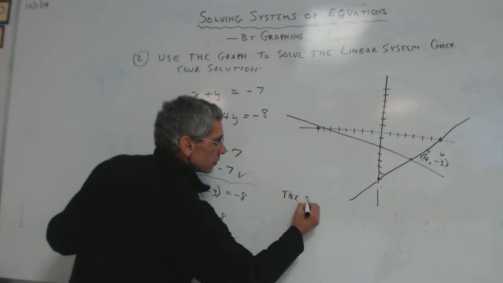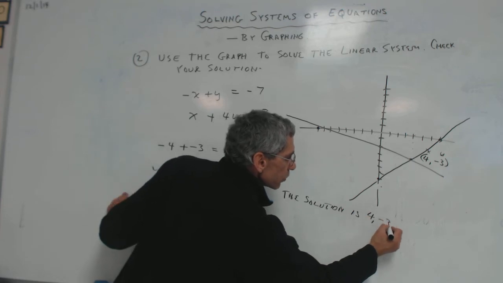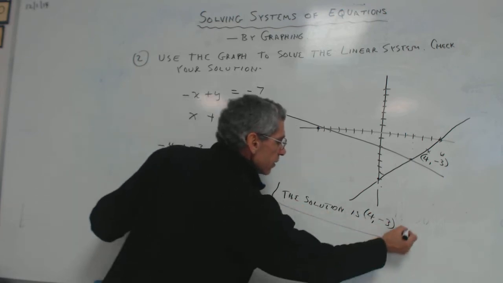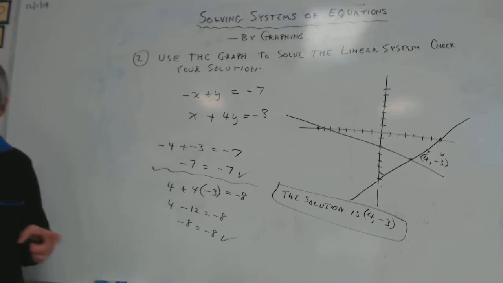So I can now say that the solution to the linear system is 4 comma negative 3. I know for a fact because I proved it with my checking. That make sense? But what if it doesn't?